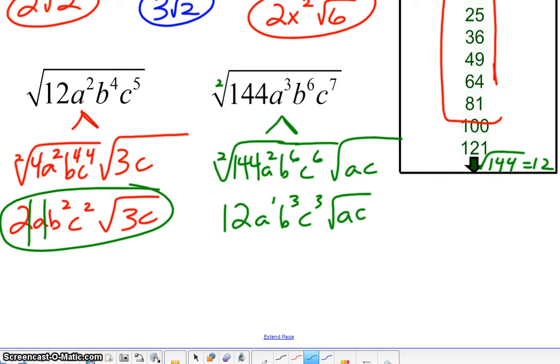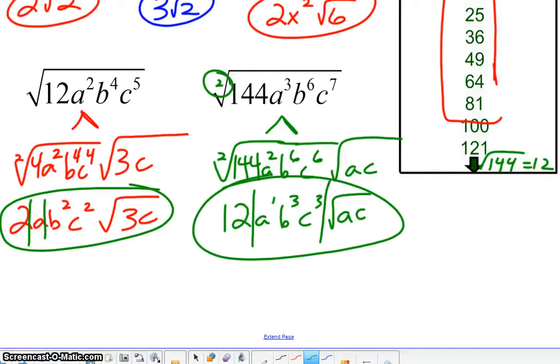Now, do we need absolute values? Yes, we do, because it's a squared term. Any even index, we're going to need absolute values. And in this case, you have a to the first. We can't guarantee that's going to be positive, and we can't guarantee b cubed and c cubed. So all of those are going to have to go in the absolute value sign.